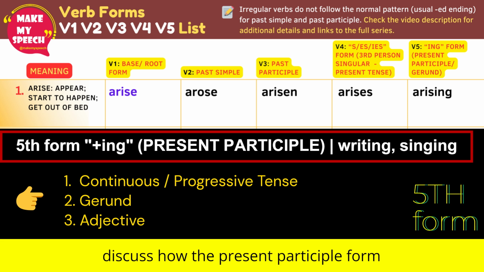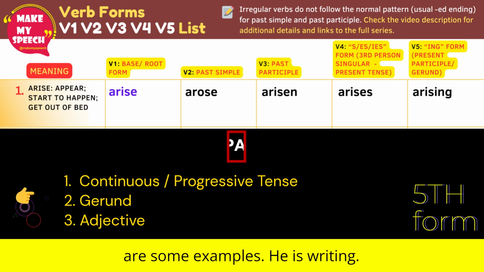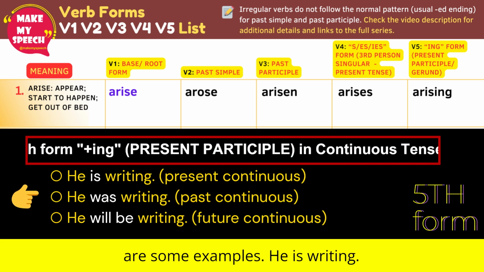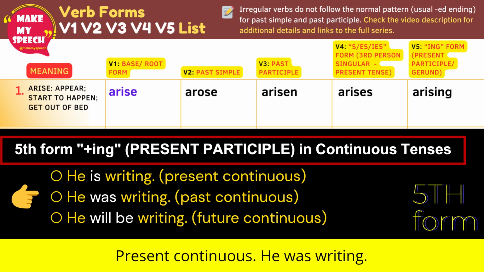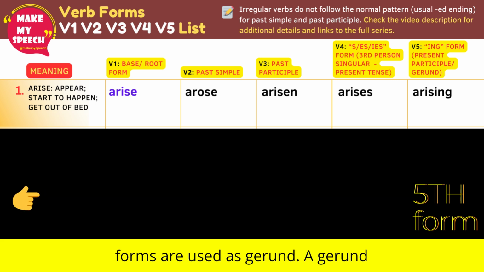Let's discuss how the present participle form is used in continuous tense. Here are some examples. He is writing, present continuous. He was writing, past continuous. He will be writing, future continuous. Now let's see how the present participle forms are used as gerund.